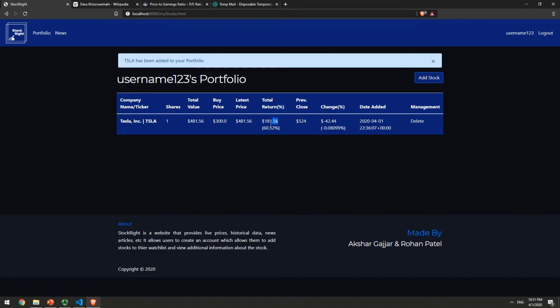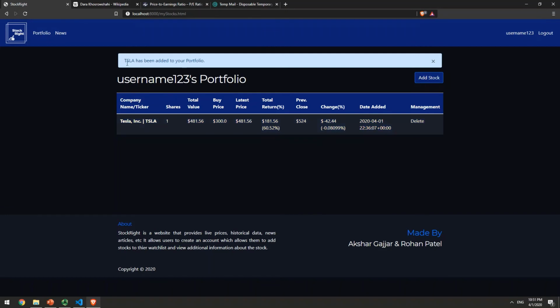This total return tells you how much profit you've earned on your money. So you bought it for 300, it's 481 right now. So you're getting about 61% profit. And then this will tell you previous close. So the previous close is the closing price of the previous day. So you can see it went down quite a bit in one day. And you can see it tells you it went down by $42, which is about this much right here. And then the date you added this stock to the portfolio is right here.